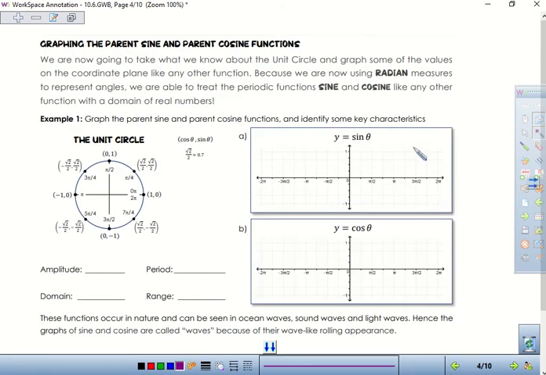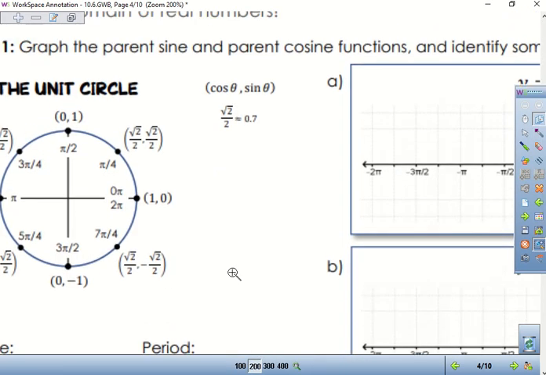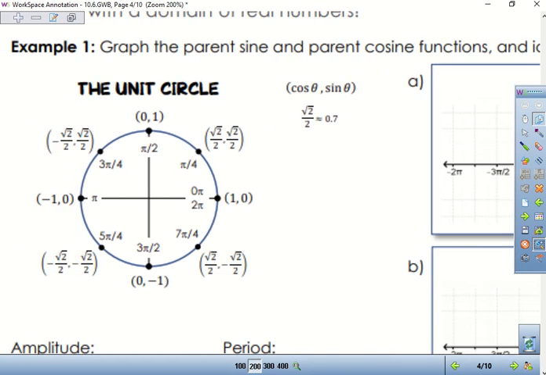Alright, so graphing the parent sine and cosine functions. We are now going to take what we know about the unit circle and graph some of the values on the coordinate plane like any other function. Because we are now using radian measures to represent angles, we are able to treat the periodic functions sine and cosine like any other function with domain and real numbers. So, I'm going to zoom in so we can look at the unit circle and we can talk about the graphs and how they work.